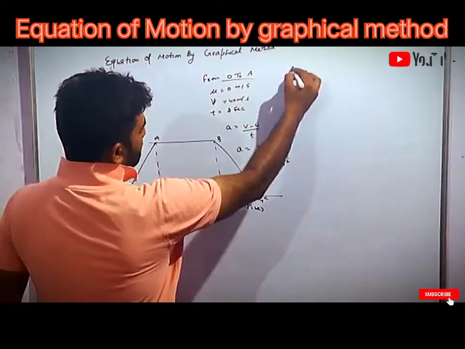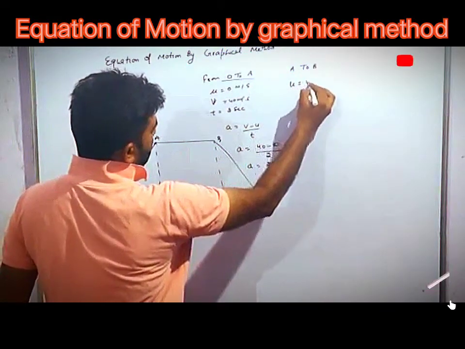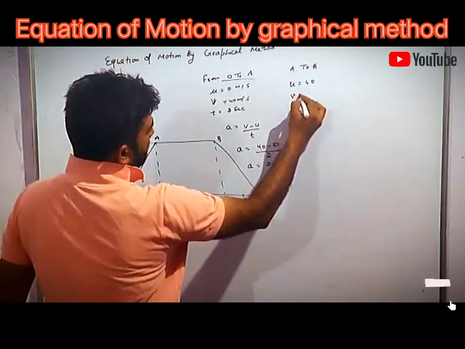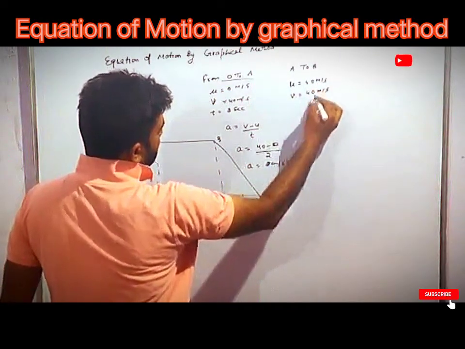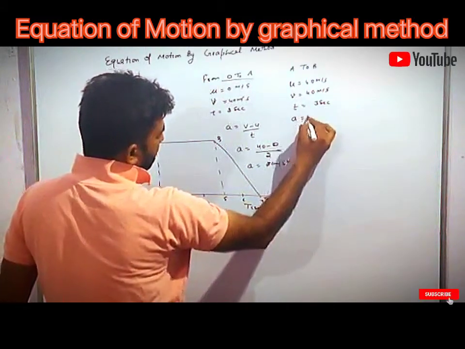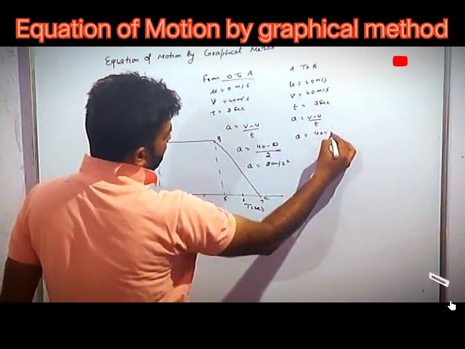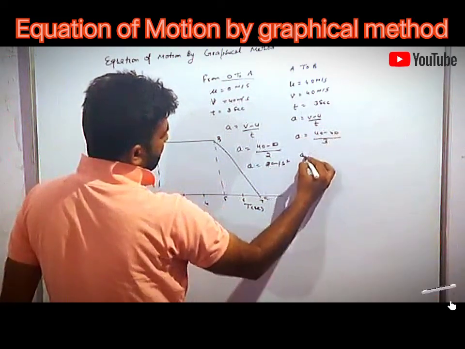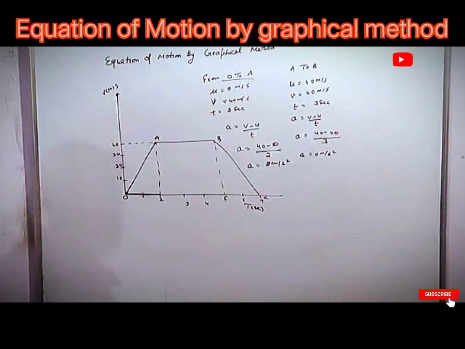From A to B, A is the initial point, initial velocity is equal to 40. B is the final point, that is also 40. Time is equal to 3 seconds. Now a is equal to (v minus u) by t. So a is equal to (40 minus 40) by 3. Acceleration is equal to 0 meter per second square.